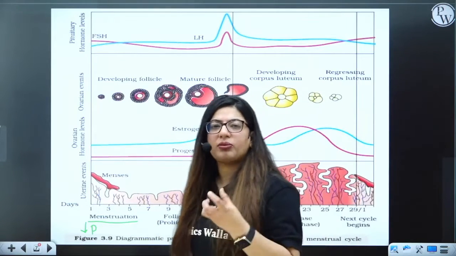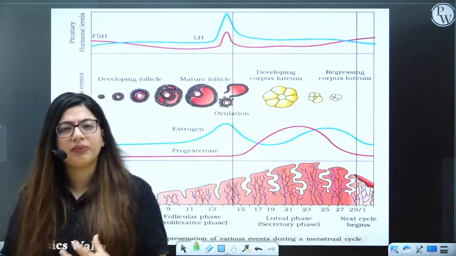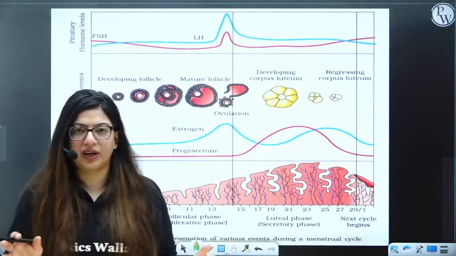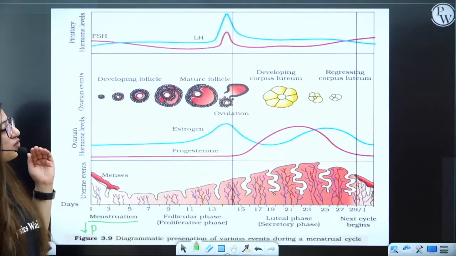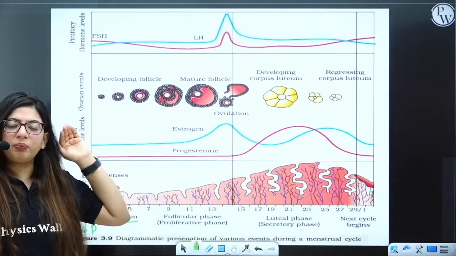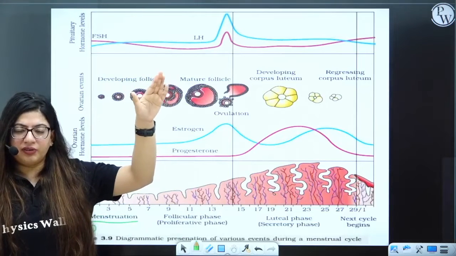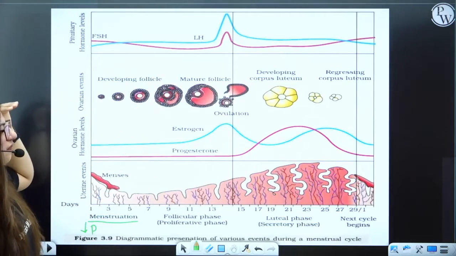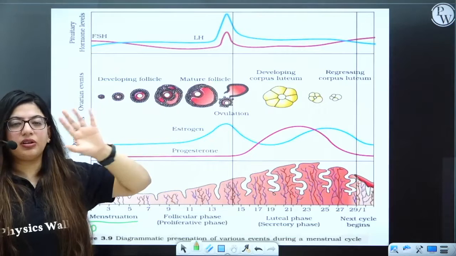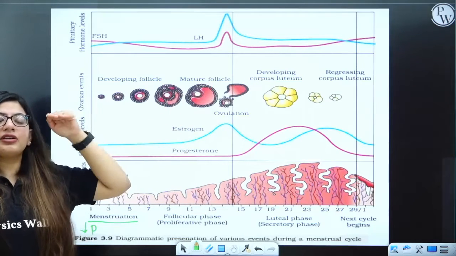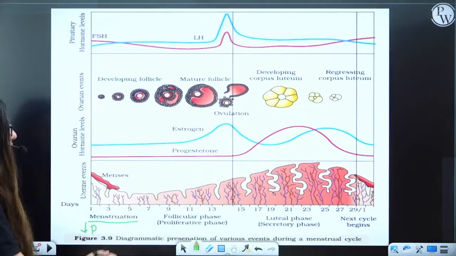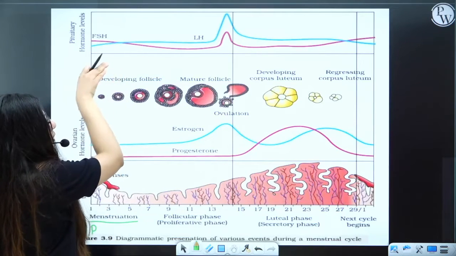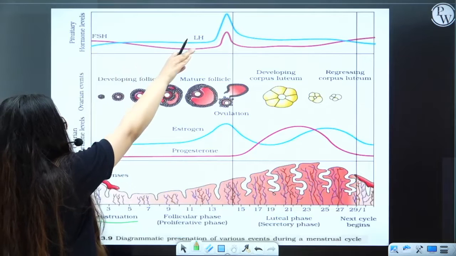Now, this menstruation is just for 1 to 5 days. Here, the endometrium sheds off along with mucus and blood. It will come out through the vagina, right? Now, after the fifth day, the FSH peak will arise. That means the FSH is going towards the peak. Not that the peak has arrived on the fifth day. Its level is rising, the hormonal level is going up.